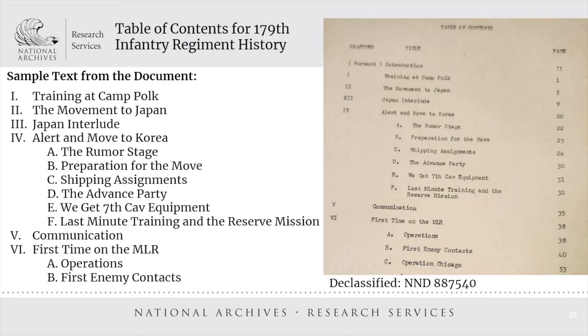Here we have the table of contents for that same unit history example. You can see that there is information about training and movements before the unit actually goes to Korea, and then, of course, it details operations and engagements once the unit does get to Korea. So even though histories like this relate to the unit as a whole, you can really get a sense of what your family member's service may have been like if you know which unit they served in at a given time.